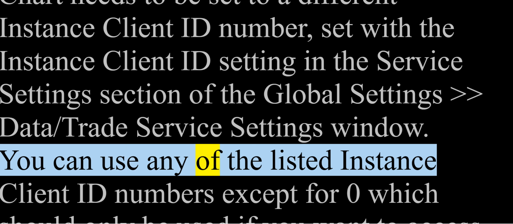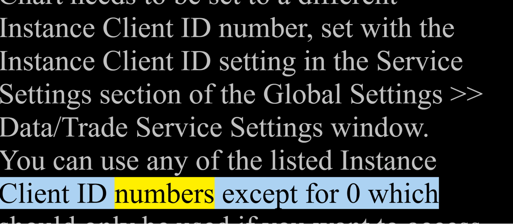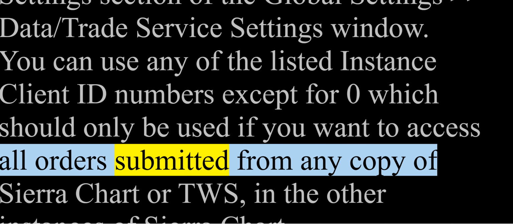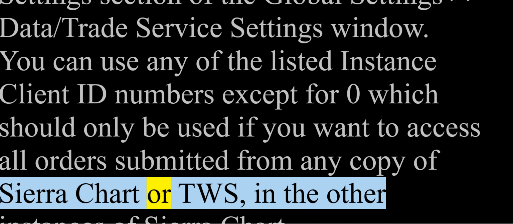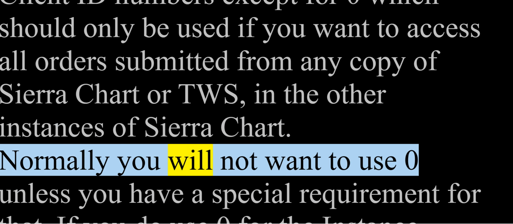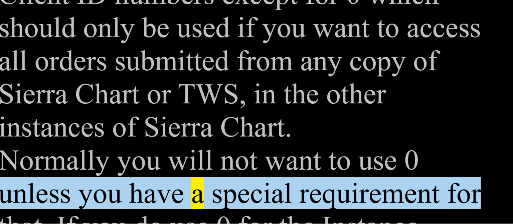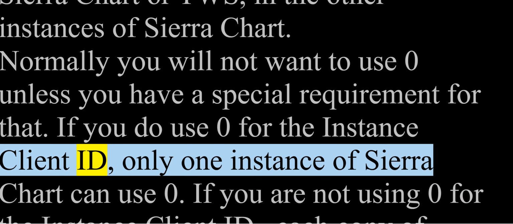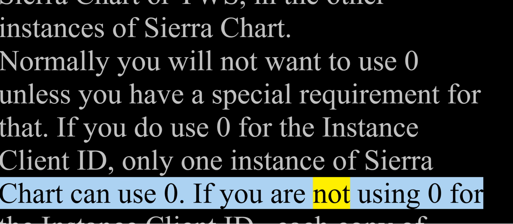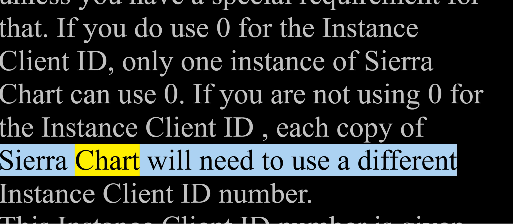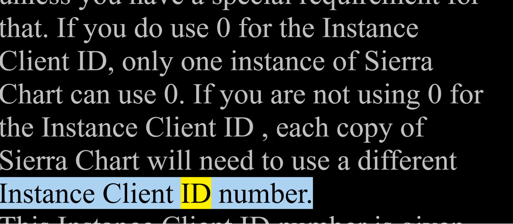You can use any of the listed instance client ID numbers except for 0, which should only be used if you want to access all orders submitted from any copy of Sierra Chart or TWS in the other instances of Sierra Chart. Normally, you will not want to use 0 unless you have a special requirement for that. If you do use 0 for the instance client ID, only one instance of Sierra Chart can use 0. If you are not using 0 for the instance client ID, each copy of Sierra Chart will need to use a different instance client ID number.